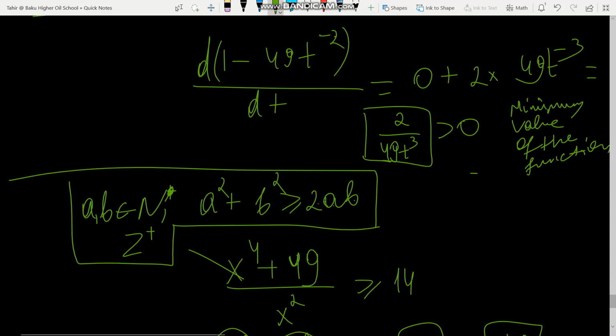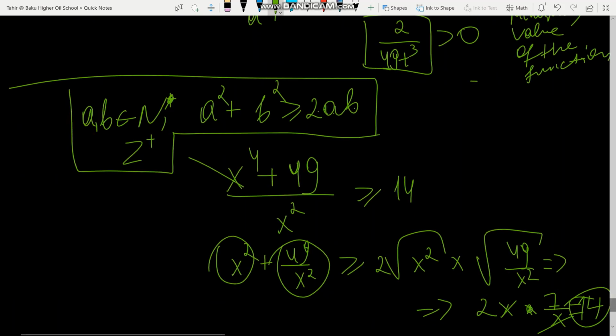Let's just divide our expression into two fractional numbers: x squared plus 49 divided by x squared is greater than or equal to, referring to our first inequality, 2 times square root of a squared and square root of b squared. The second term is 2 times the square root of x squared multiplied by the square root of 49 divided by x squared. Let's get our terms out of the square roots, and we will get 2 multiplied by x multiplied by 7 divided by x, and we get 14, which means that we could prove the inequality in a simpler way compared to the first method that we used.